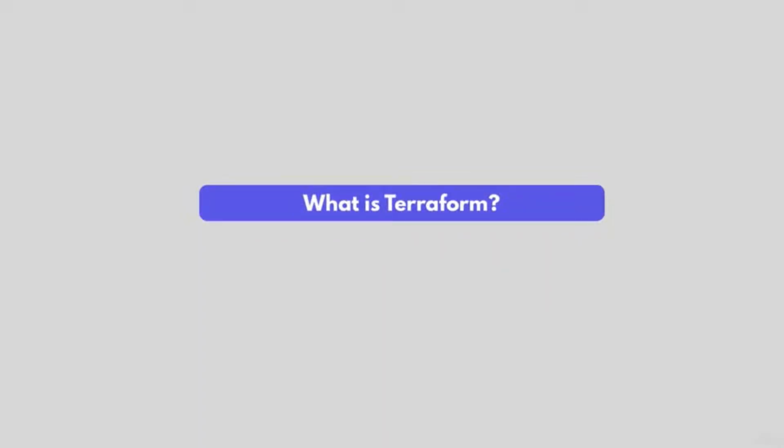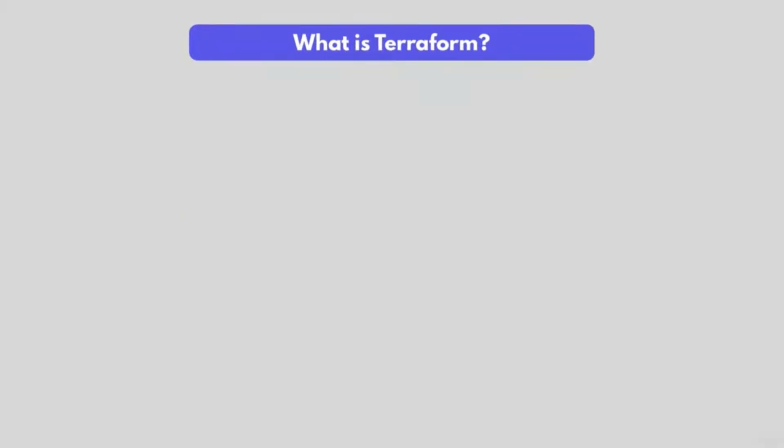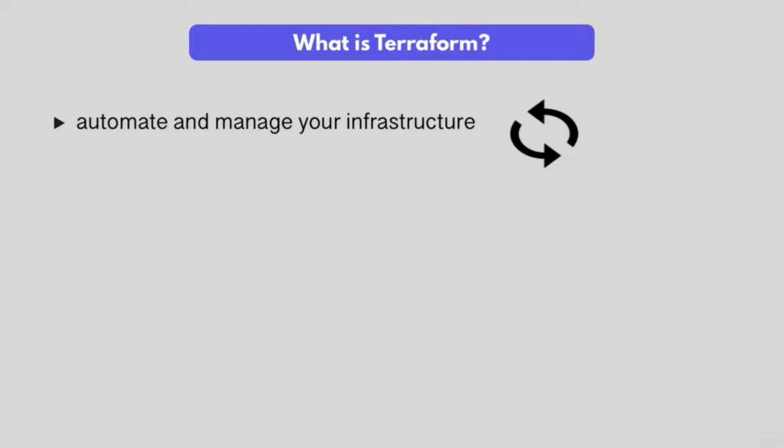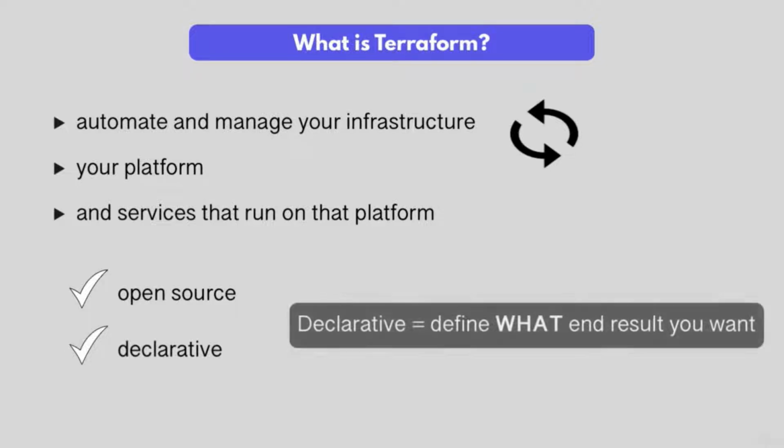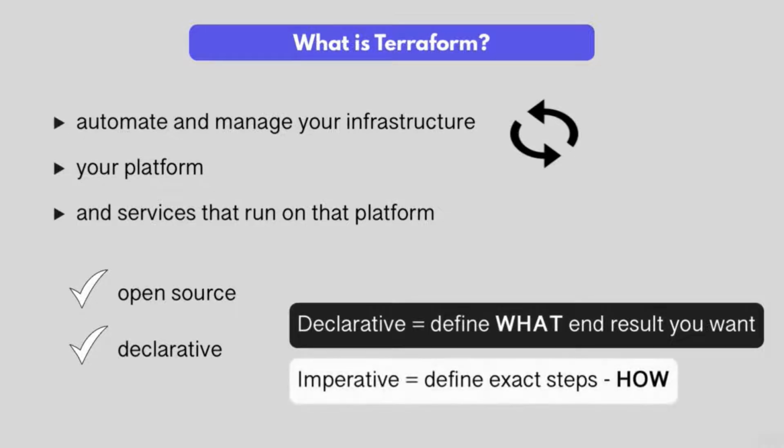So first of all, what is Terraform? Terraform allows you to automate and manage your infrastructure and your platform and services that run on that infrastructure. It's open source and it uses declarative language, meaning you don't have to define every step of how this automation and management is done. You just declare what you want, the end result, and Terraform will figure out how to execute it, versus imperative style where you specify how to execute each step.